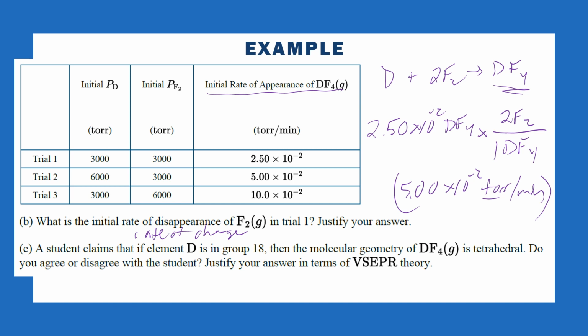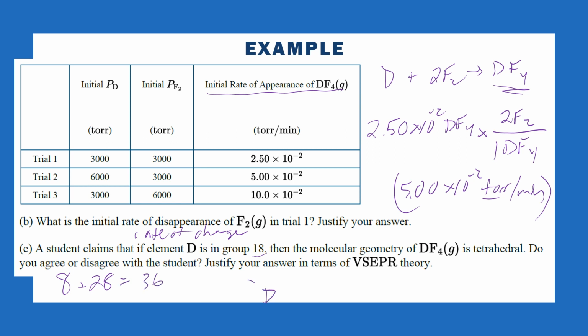For part C, a student claims that if element D is in group 18, then the molecular geometry of DF4 is tetrahedral, and do you agree or disagree? So this goes back to Unit 2. If it's in group 18, then it's a noble gas. That means it has 8 valence electrons. So I have 8 from the D, and then fluorine has 7 valence electrons. And 7 times 4 is 28. So total, I would have 36 valence electrons.